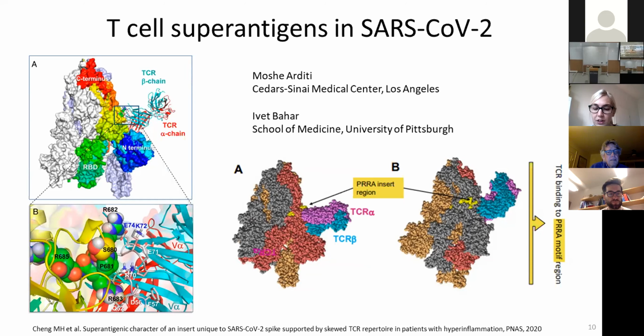So typically superantigens bind to all T cell receptors of the same TRBV gene. And this comes with a cytokine storm, which is observed in some COVID-19 patients. And they did structural modeling of SARS-CoV-2 proteins in complex with the MHC and TCR structures. And then they asked us to look into the repertoires for clues of superantigenic binding.